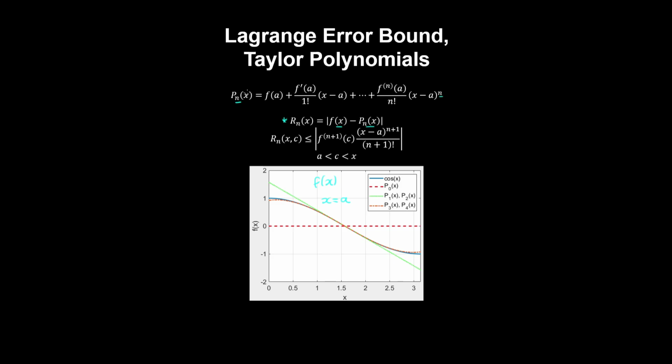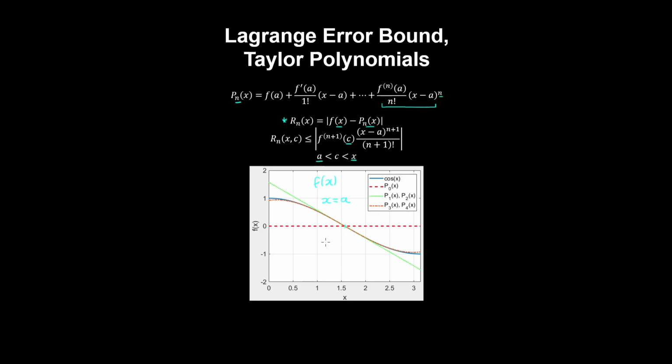So the Taylor polynomial is the partial sum of the Taylor series. So this expression on the right is the Lagrange error bound, and it's basically the next term in the Taylor series, except that the derivative is evaluated at some value c, which is between a and x.